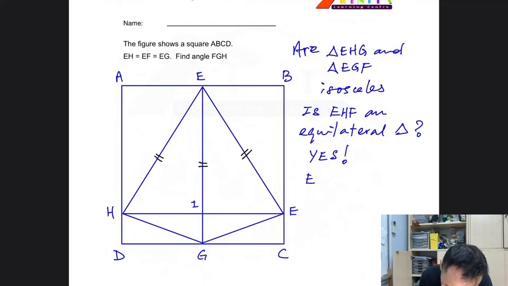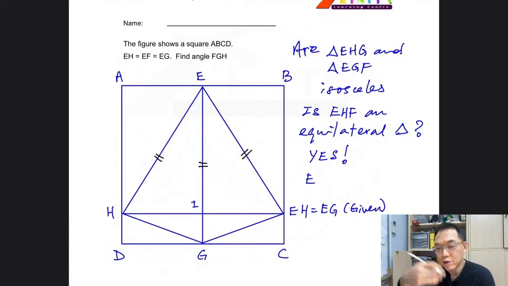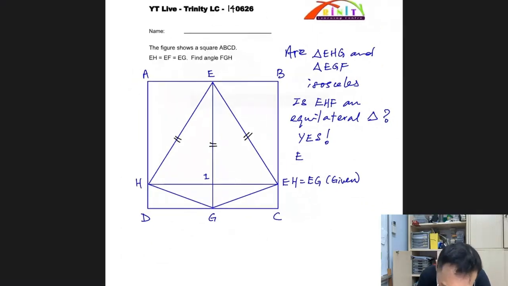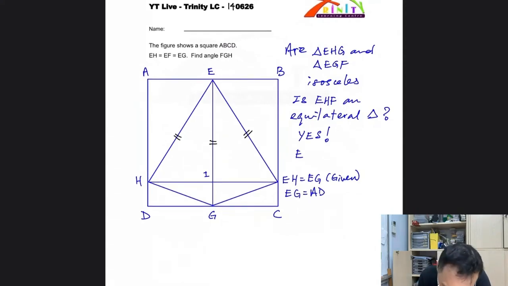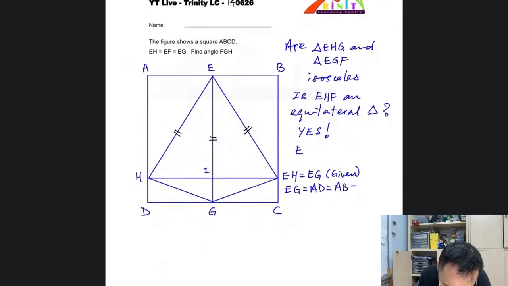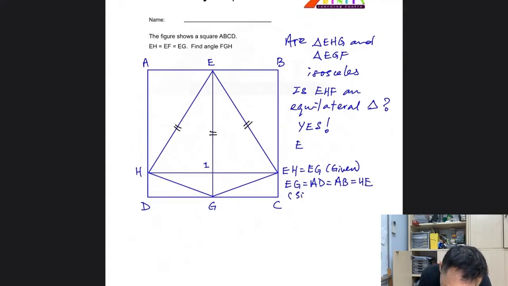EH equals EG, given. Given means they tell me. They already told me. Then EG equals AD equals AB equals HF. These are sides of the square.